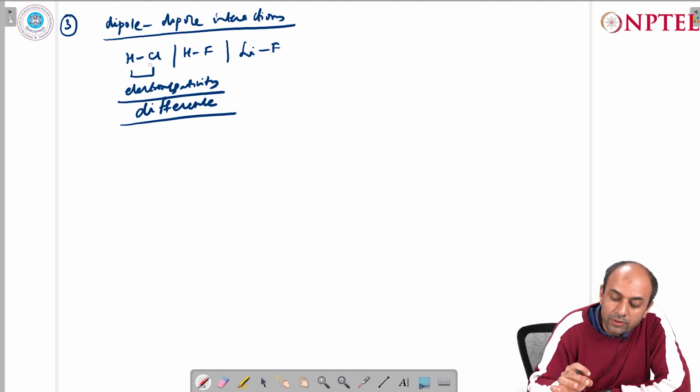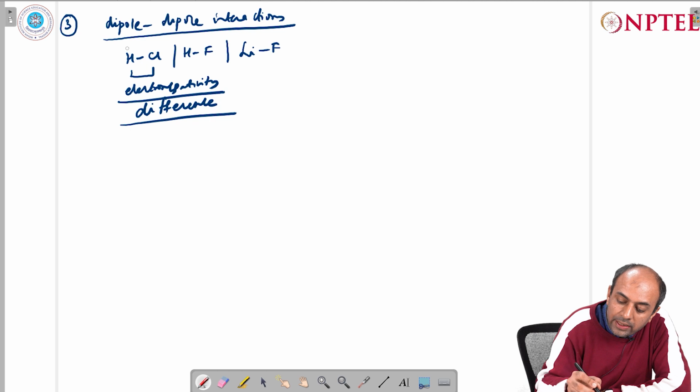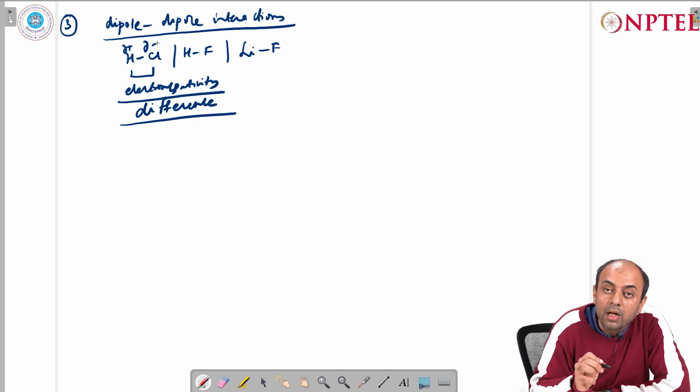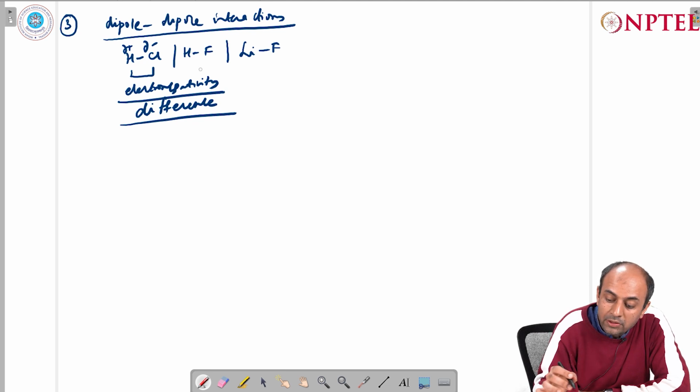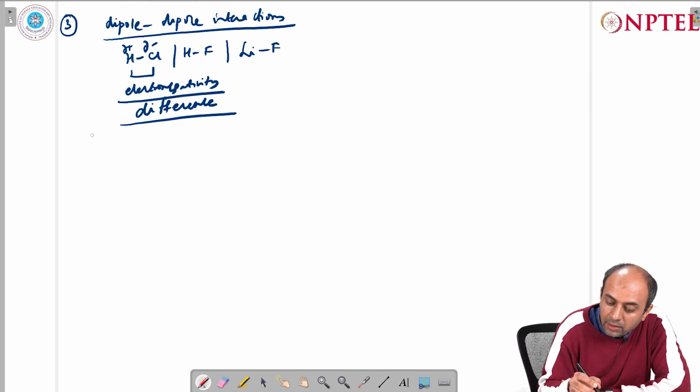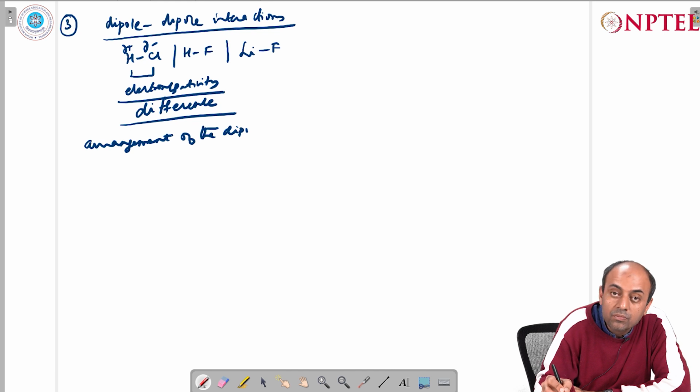There is a difference in electronegativity, and hence in the ground state there is a dipole moment associated with the molecule. And HCl, for example, is a liquid, or HF is a liquid, lithium fluoride is a solid, and this depends upon the association between the individual dipoles in the solid state. So what is important is that the arrangement of the dipoles is very important.